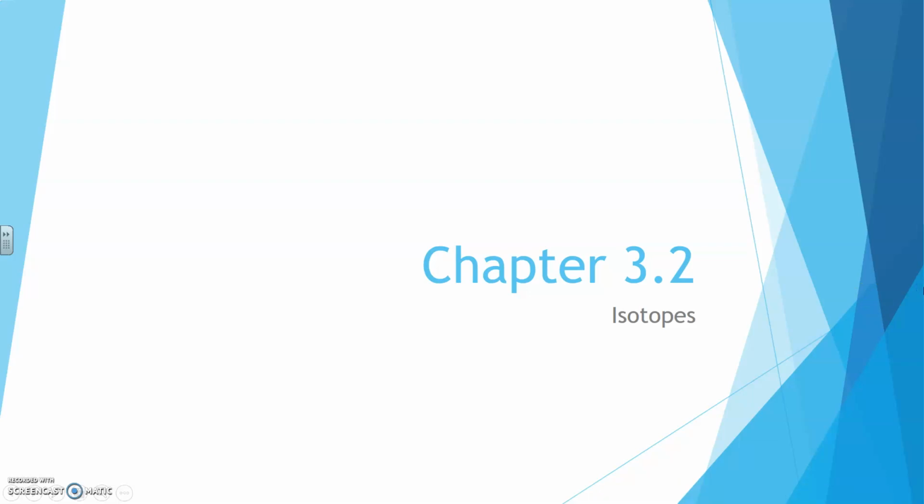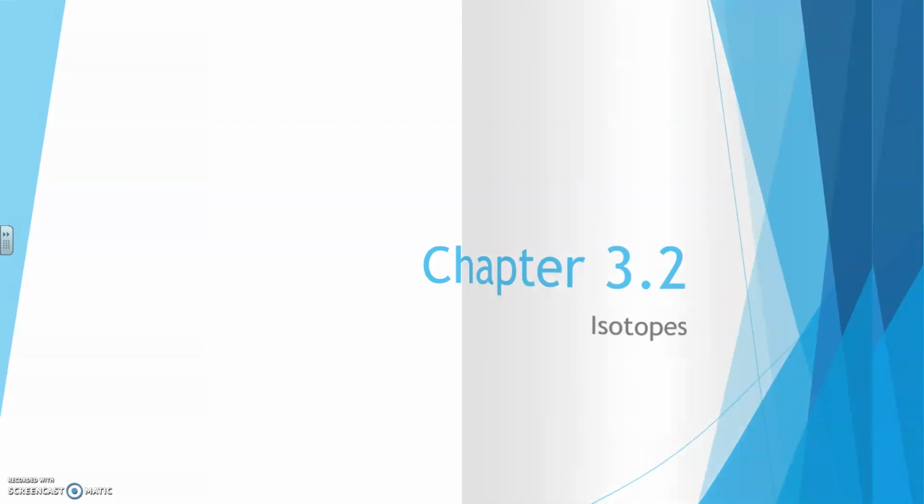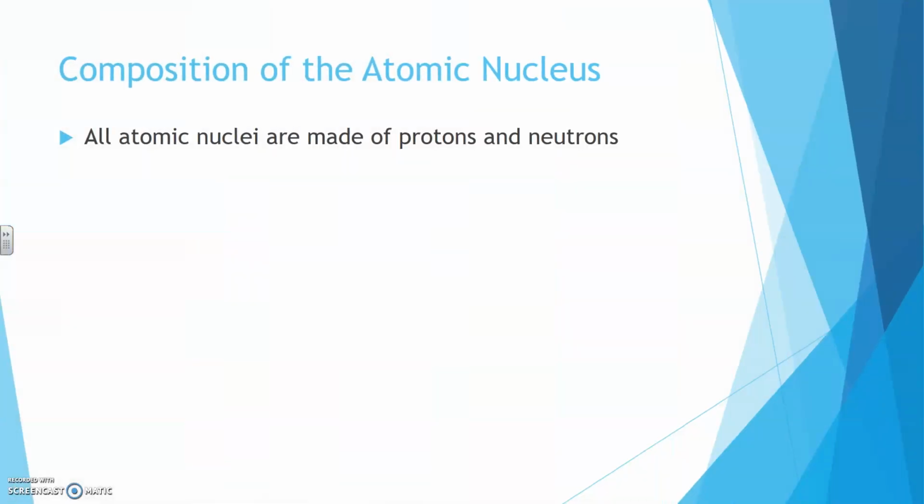Alright, in this section we are going to be talking about isotopes. Now before we get into what an isotope is, I've got to do a couple little reminders here. So quick reminder, all atomic nuclei are actually made up of protons and neutrons, except for the simplest type of a hydrogen atom. Because the simplest type of a hydrogen atom, which is also the most common, only has one proton.